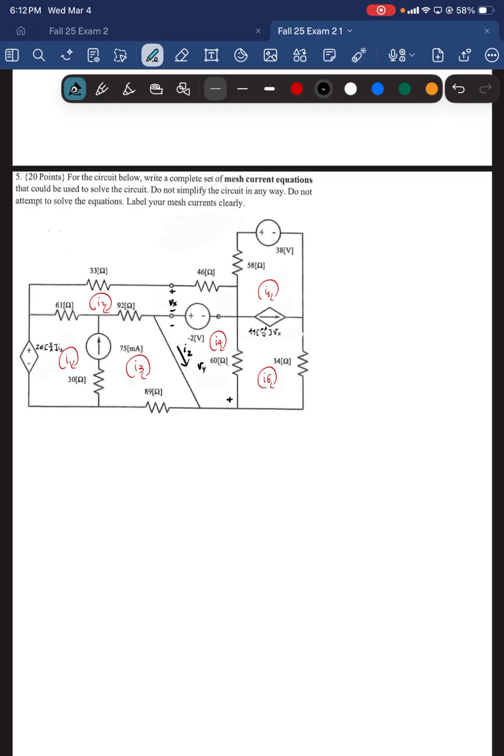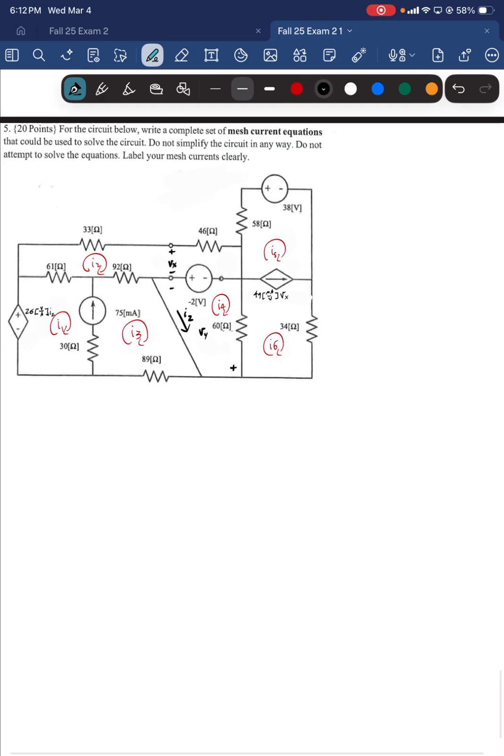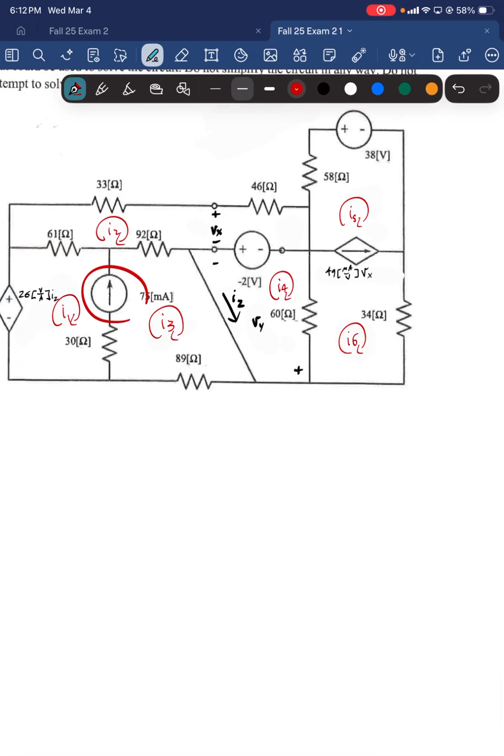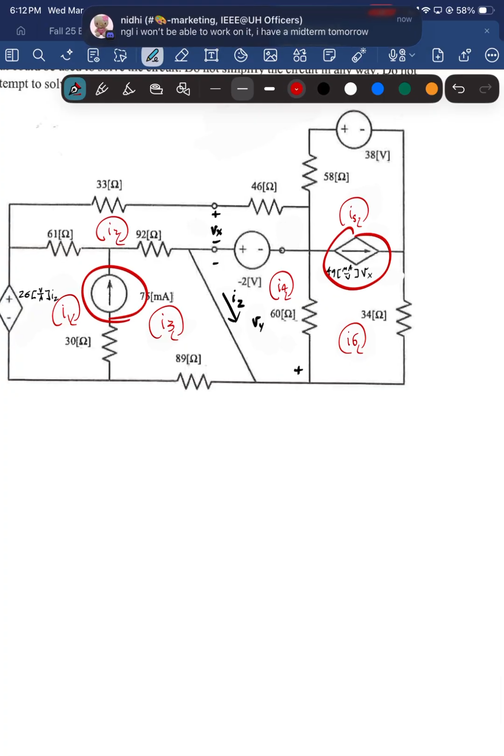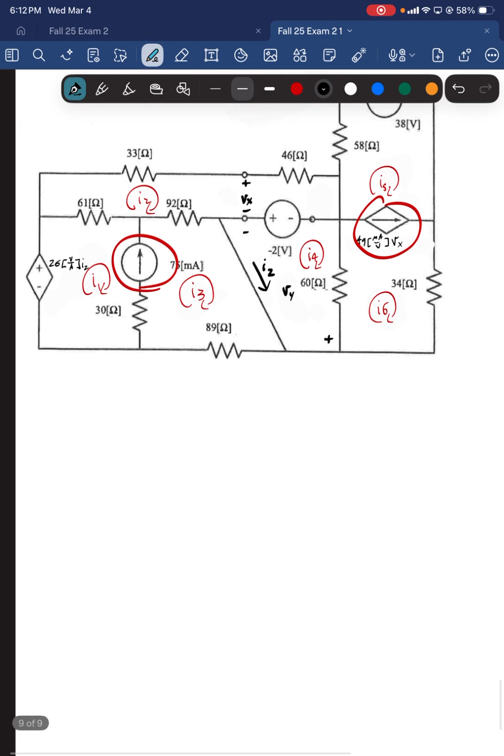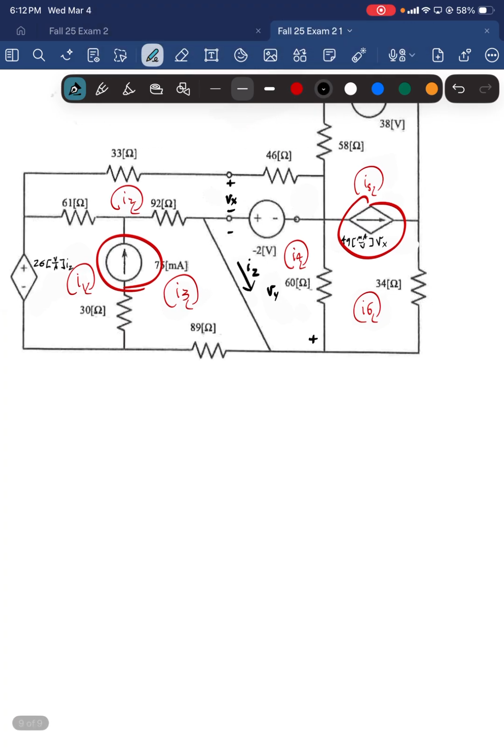Yeah, so then we're going to look for super meshes. And like Brandon said, we are working with 2 of them. This is 1 super mesh, and that's 2 super mesh. So let's start with our first super mesh. Let's begin with the constraint equation. This is I1 and I2 super mesh. So our constraint equation is going to be what? I3 minus I1 equal to, does that say 75? Yeah, 75. Good job.